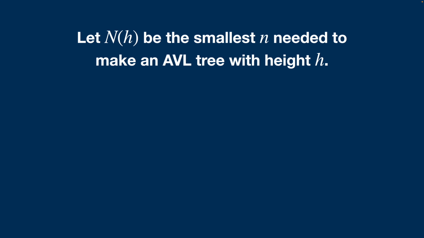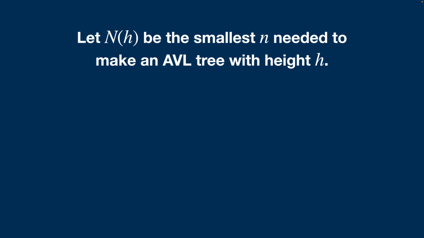So all we're going to do is give a lower bound for the number of nodes required to make a tree with height h, right? So we're going to give a minimum number. To do that, I'm going to create this function big N of h, and I'm going to say that that's the smallest n needed to make my AVL tree with height h.